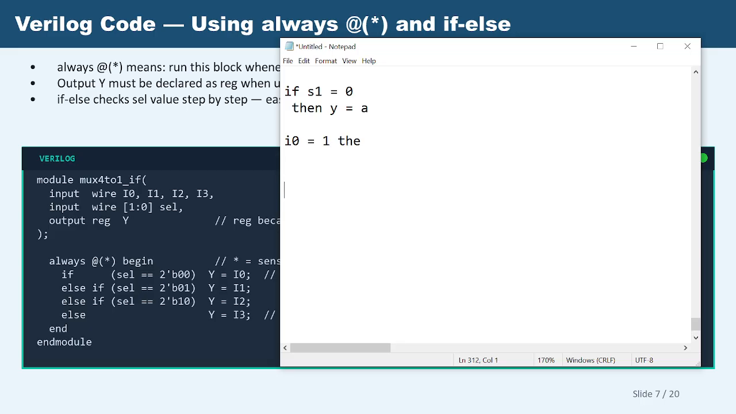Look here, you can also write in the same form for the input. Input wire: how many inputs do we have? We have four inputs, right? So 3 to 0. This will create inputs from 0 to 3. If you mention it like this, then it will create input 0, input 1, input 2, input 3, like that.